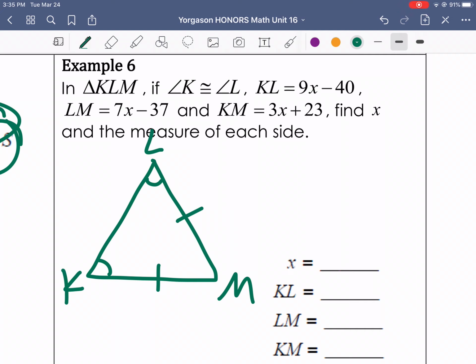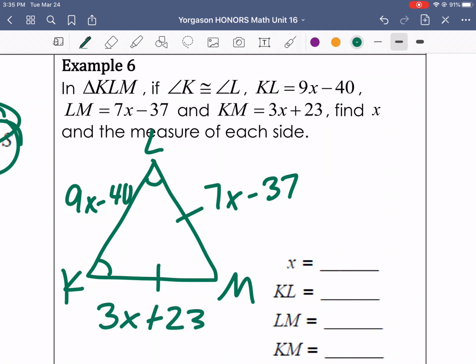KL is 9x minus 40. That's according to the story. LM is 7x minus 37. And KM is 3x plus 23. Okay, find x and the measure of each side. So do you know how to attack this?